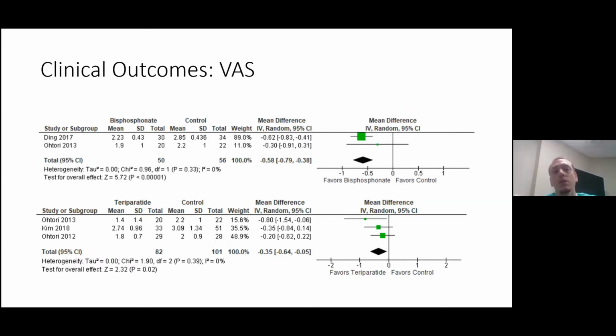Furthermore, when looking at clinical outcomes in respect to the visual analog scale for pain, patients treated with bisphosphonate had lower pain scores when compared to a control group at 12 months. The same trend was seen when using PTH postoperatively. There was a significant decrease in the pain scale after surgery. So not only does treating patients with osteoporosis increase the rate of successful fusion, but patients also do clinically better than patients that are not treated with these modalities.